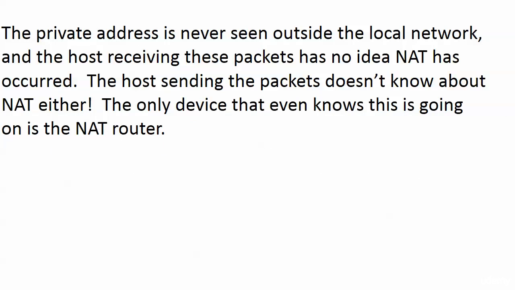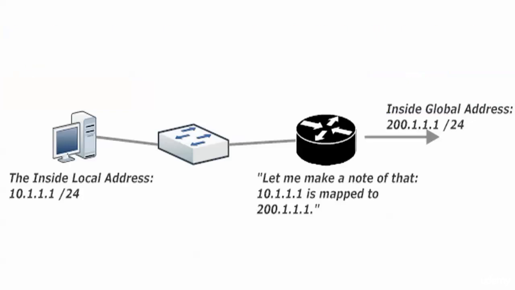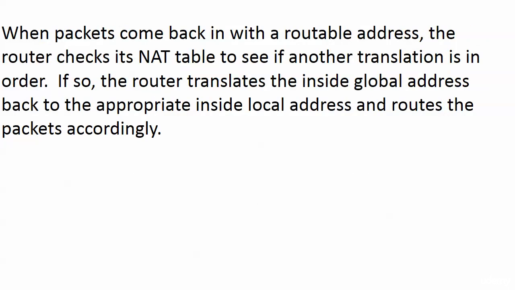Now, the private address is never seen outside the local network. And the only device that even knows what's going on here is that router. The host at 10.1.1.1 doesn't know that NAT is taking place, could not care less. Whoever's receiving these packets on the other end of the communication could not care less. The only device that even knows what's going on is the NAT router. And when I say NAT router, I'm not talking about some highly specialized piece of equipment. Almost any Cisco router is going to perform NAT. Not every single model, but most of them will. So it's not like you have to go out and buy a lot of expensive hardware to make NAT happen.